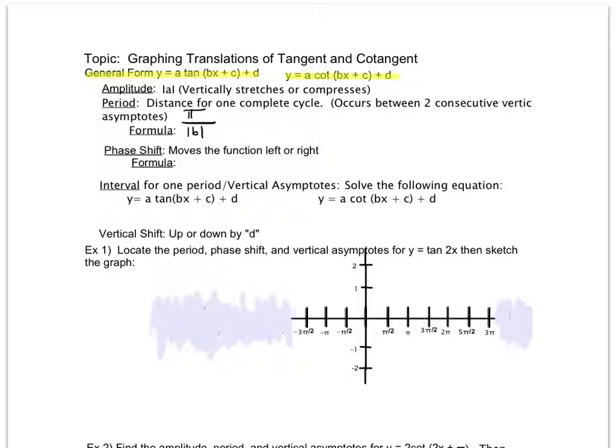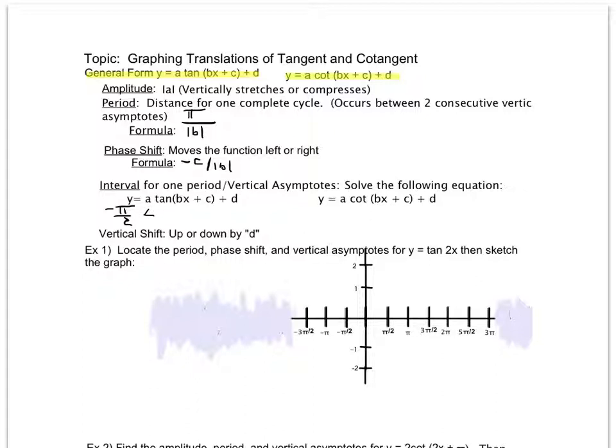Our phase shift is going to move the function left or right. We're going to keep the same phase shift. It's still going to be negative c over the absolute value of b, so that's not changing. However, when we find our interval, rather than taking 0 and adding or subtracting my phase shift to it, because we don't have that nice starting point of 0, we're actually going to take our normal interval, which would be between negative pi over 2 and pi over 2 for tangent.